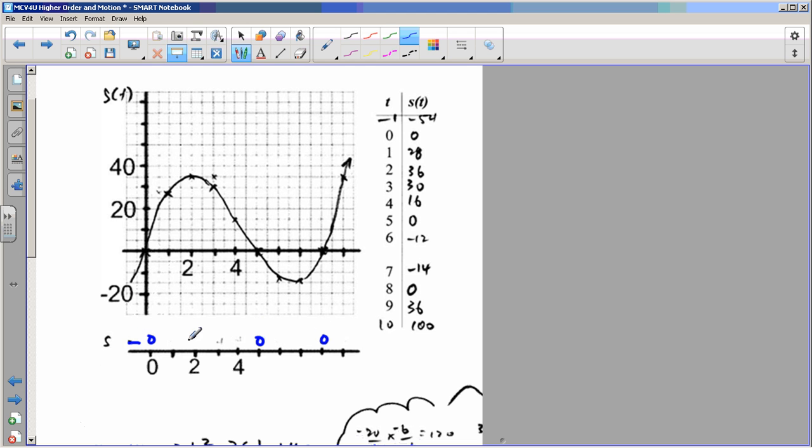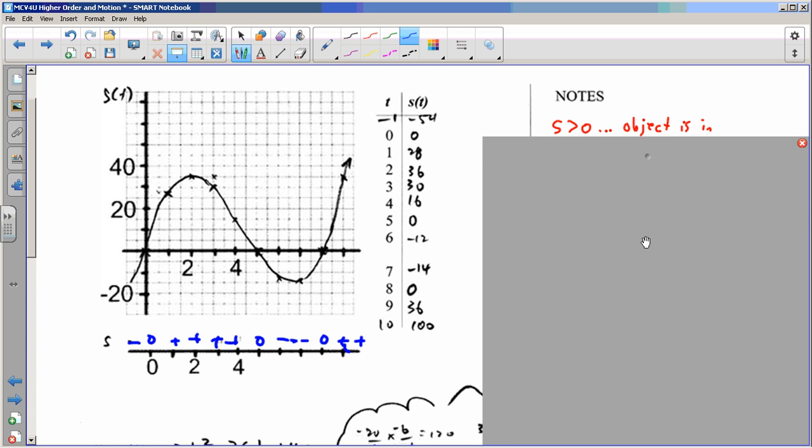function is negative all the way in here, it's always positive, positive, positive, positive. Here it's negative, and here it's positive. So what does this sign chart tell me? Well, it tells me that before 0 seconds, the object, the particle, was in a negative direction, probably to the left if we're talking about left and right. Here it was to the right, here it was to the left, and here it was to the right again. So that's what the notes are all about here.